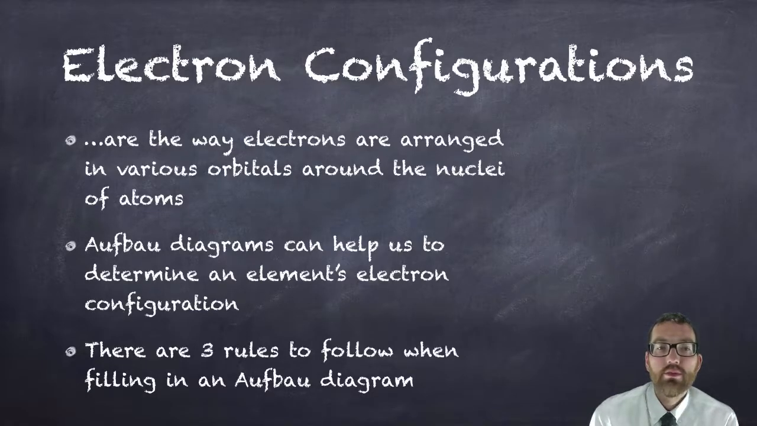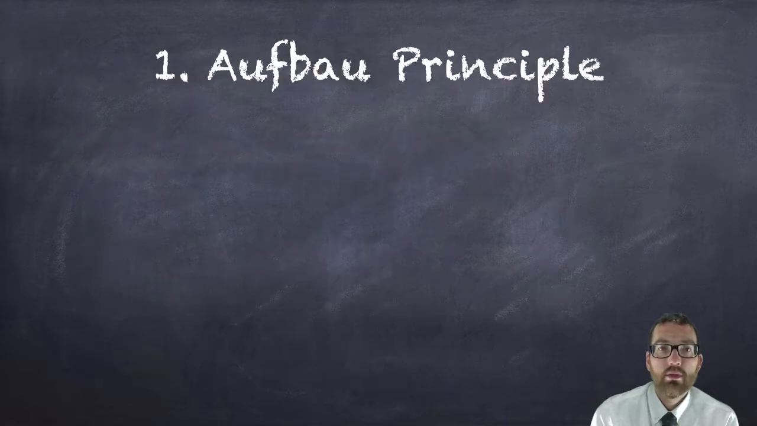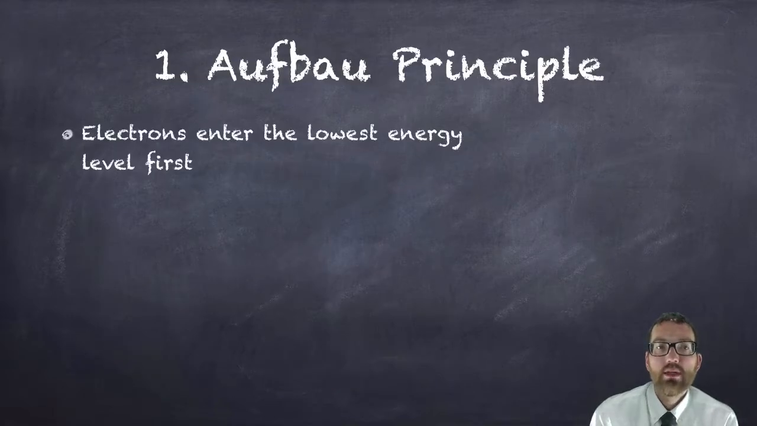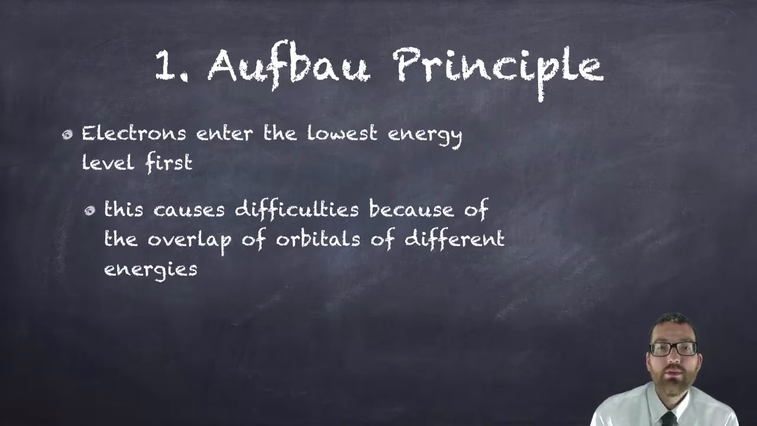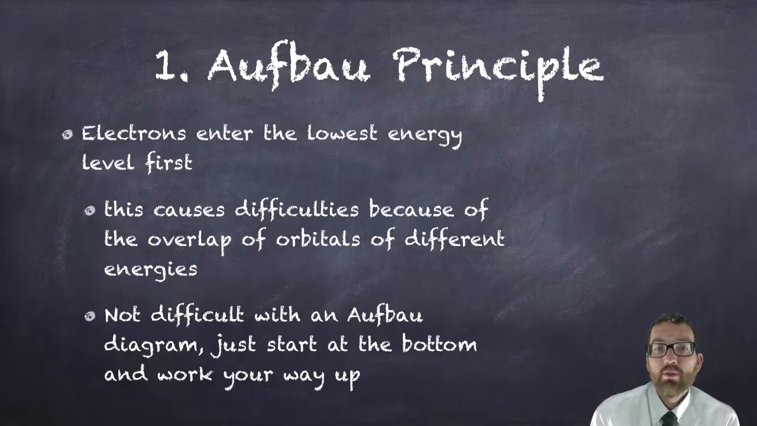And there are 3 rules to follow when filling out an Aufbau diagram. So the first one is called the Aufbau principle. It says that electrons enter the lowest energy level first. This can cause difficulties because there's an overlap of orbitals of different energies. This isn't difficult, however, with an Aufbau diagram. You just follow the diagram. You start at the bottom and work your way up to the top.